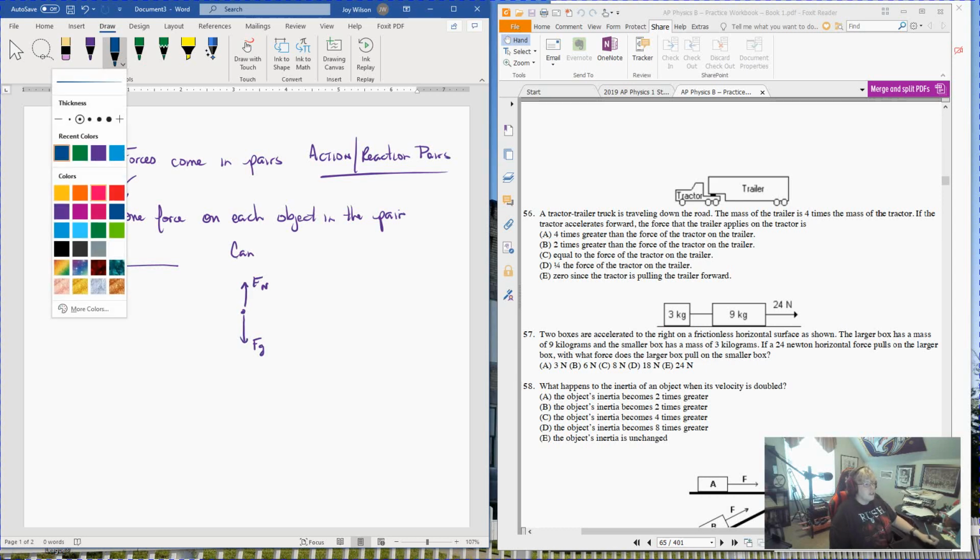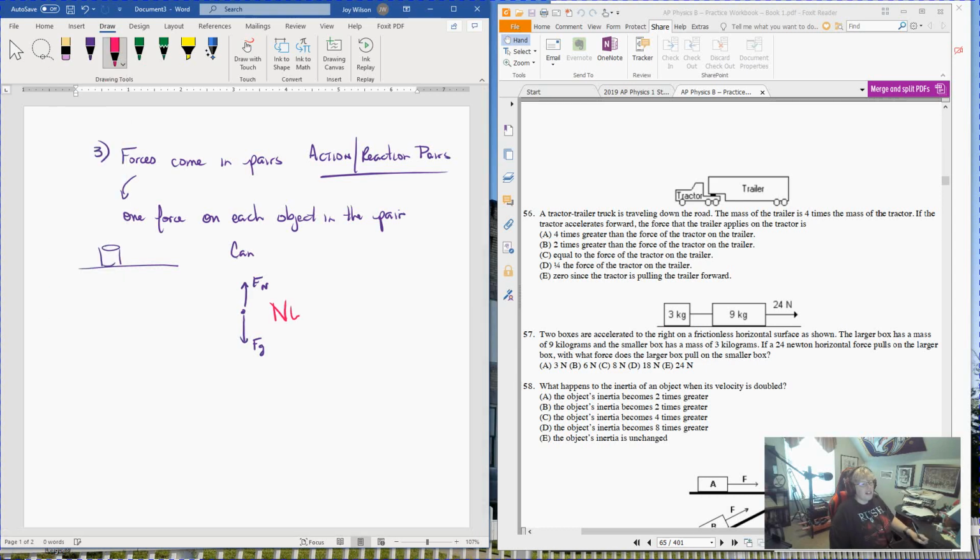Now, just to make this really clear, this is not an action-reaction pair because they're both on the same object. Do they cancel out? Yes, they add up to 0. There is no net force. But that does not make them action-reaction. For action-reaction pairs, one has to be on the can and one has to be on the table.